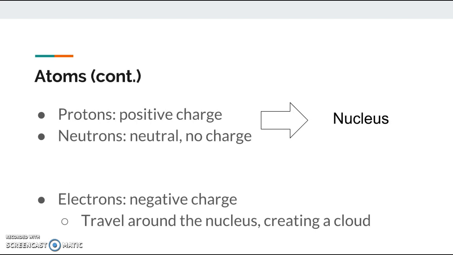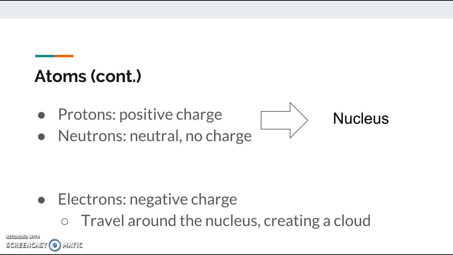Protons have a positive charge, and neutrons have a neutral charge. Hopefully it'll be easy for you to remember those. Proton, positive, they both start with P. Neutron, neutral, it has most of the word in it. So hopefully you'll be able to remember that pretty easily. These make up the nucleus. So they make up the center of the atom.